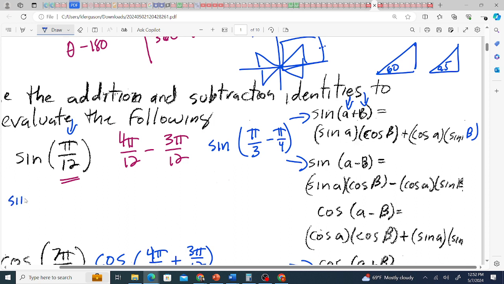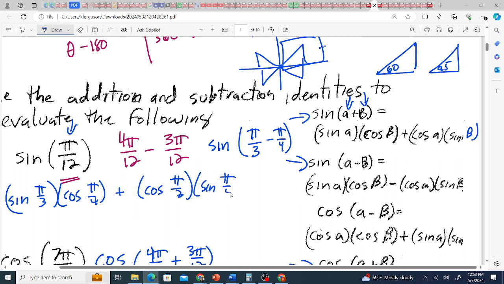So I got sine pi over 3 times cosine of pi over 4 plus cosine of pi over 3 times sine of pi over 4. Subtract that how? Oh, shoot, I grabbed the wrong one. You're right. I'm sorry. I should have used this one, not that one.